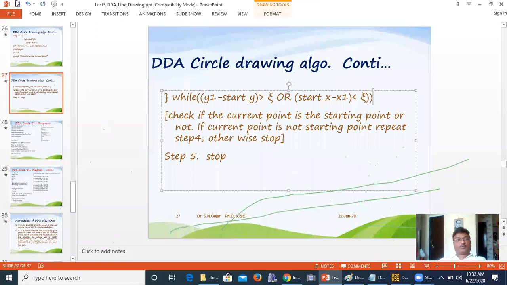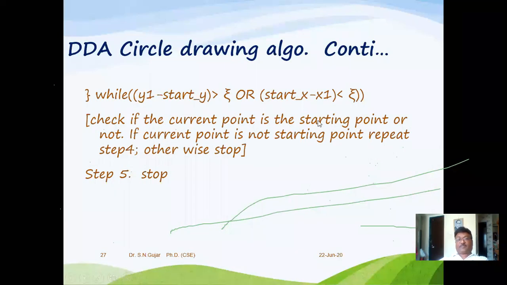Okay. Now, check if the current point is the starting point or not. Means what is your starting point, that you check. If the current point is not the starting point, repeat step 4, otherwise stop. Whether the current point is the starting point or not, that you have to check every time here. Okay. So that is going to draw only the quadrant, and if not, then stop. So this is the algorithm.